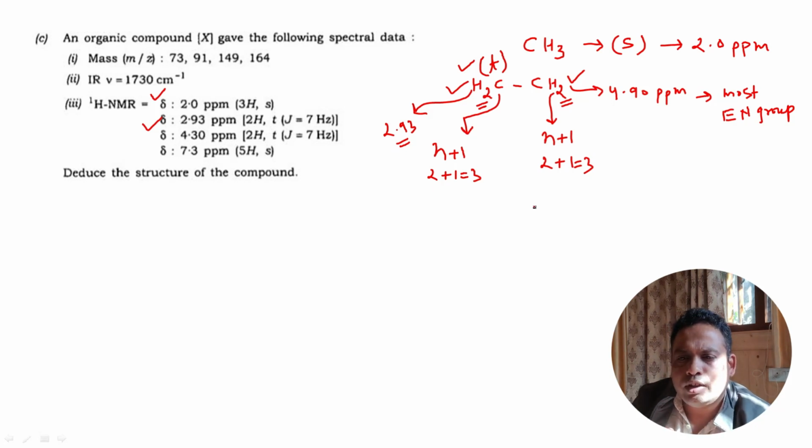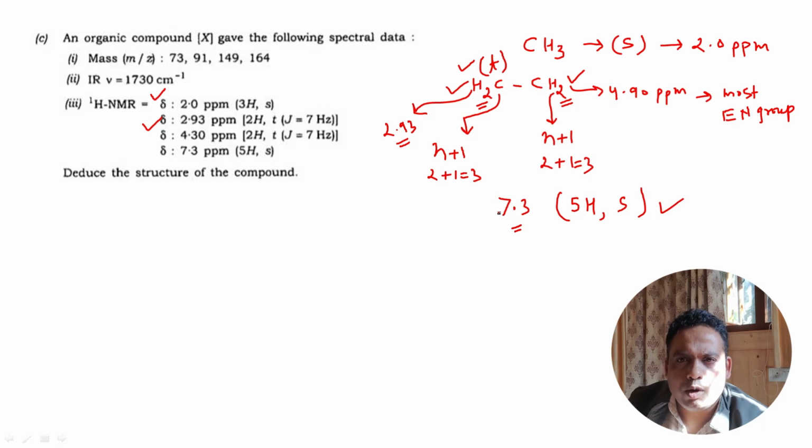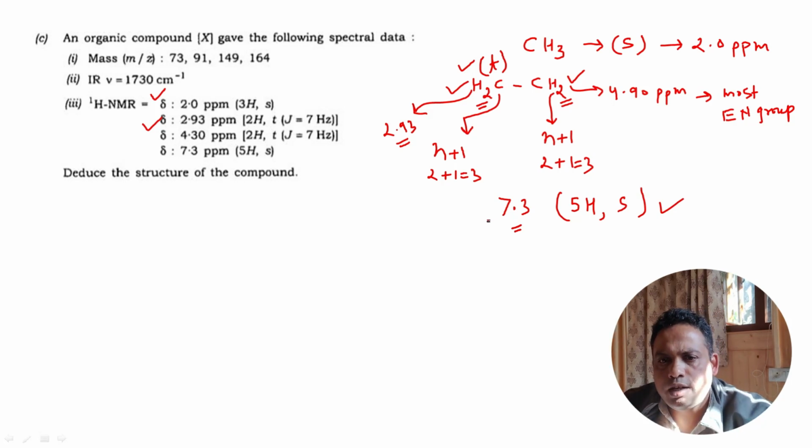And finally you have the very important data. You have the peak at 7.3 ppm, which corresponds to 5 protons, and you are getting a singlet. However, in actual practice this is not a singlet, but in simple problems like the one on your screen, you can regard this as a singlet.